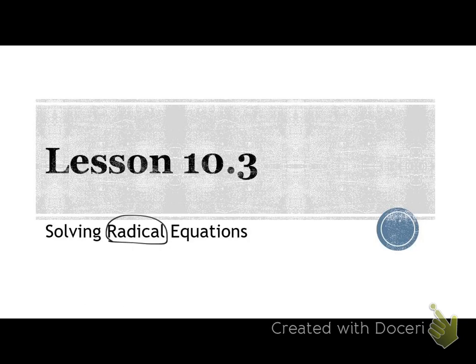So if we are going to be solving radical equations today, what do you think these equations are going to have in them? Square roots or radicals. Okay, they're radical equations, so they're going to have radicals or square roots in them.